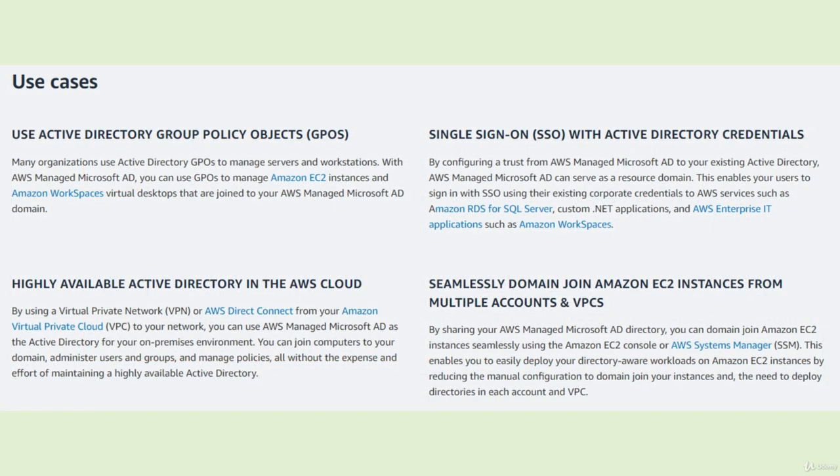There are certain use cases for this. You can use Active Directory Group Policy Objects, GPOs. You have high availability Active Directory in the AWS cloud. You have single sign-on with Active Directory credentials. You have seamless domain join of EC2 instances from multiple accounts and VPCs.